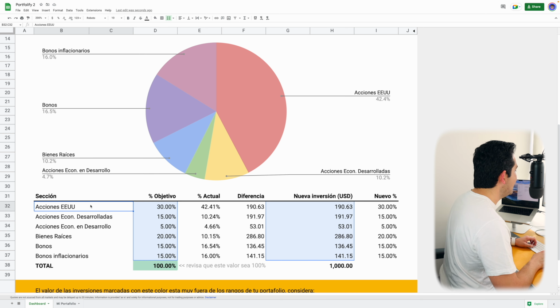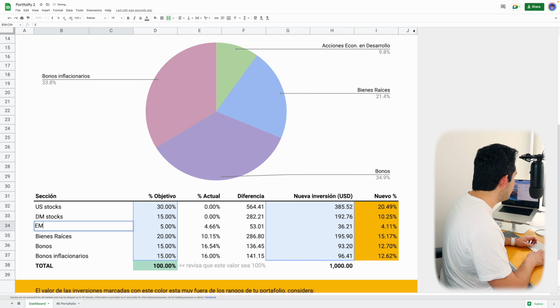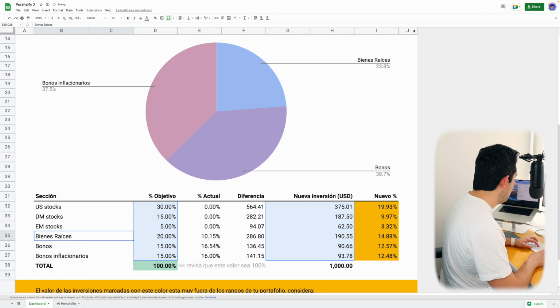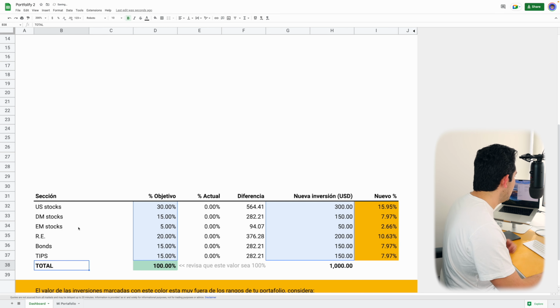So for example, let's say that I'm going to follow the Swensen model, which is actually exactly what is being defined in here. So this is US stocks, developed market stocks, emerging market stocks, real estate, bonds, and TIPS, which is again Treasury inflation protected securities. And I define the percentages from the Swensen model, but I can of course change them.